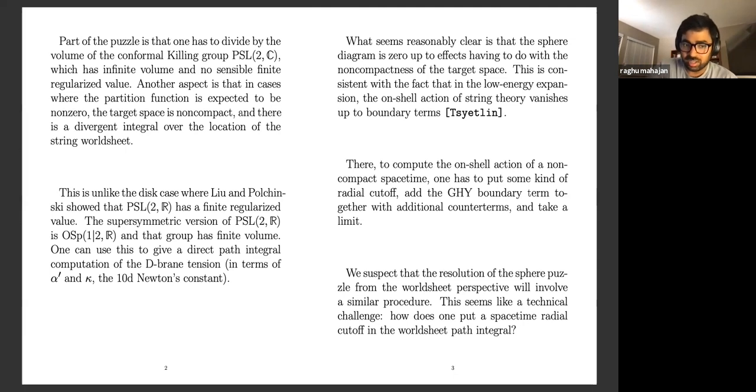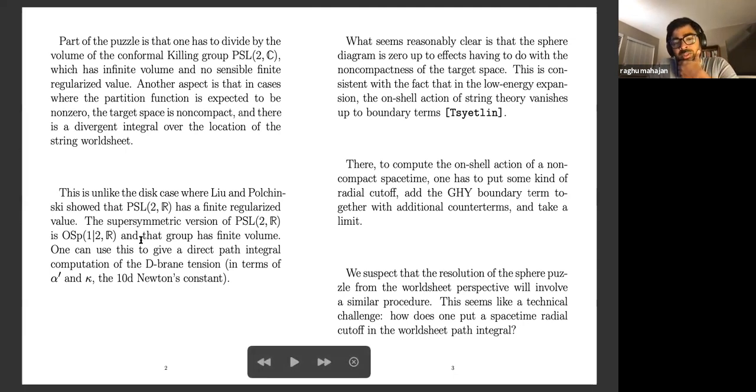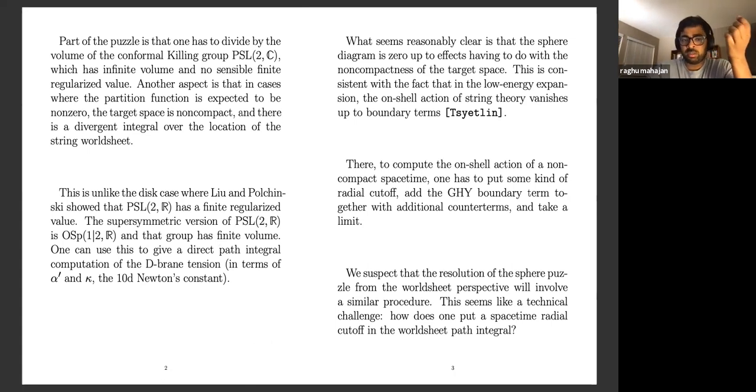It will become clear. But anyway, the point I wanted to make about the disk is that if you put this finite volume of the OSP group, you get the correct D-brane tension. So you can use this to give a first principles derivation from the path integral of the tension of a D-brane, just doing some bosonic path integrals, like free Gaussian path integrals on the disk.